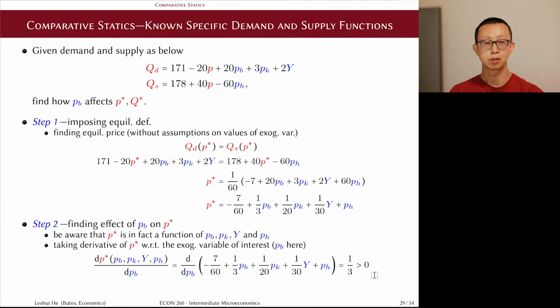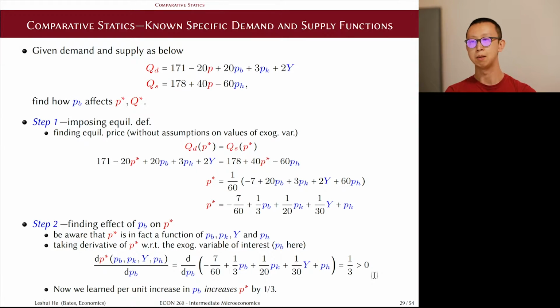The interpretation of this result is the following. If there is a $1 increase in the price of beef, the market equilibrium price for processed pork is going to increase by 1/3 of a dollar. Isn't that convenient? Similarly, you can calculate the effect coming from a $1 increase in the price of chicken, the increase in income for consumers, or an increase in the price of hogs.